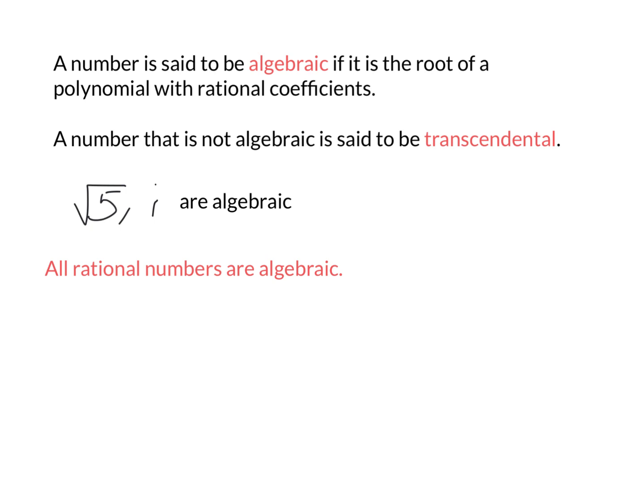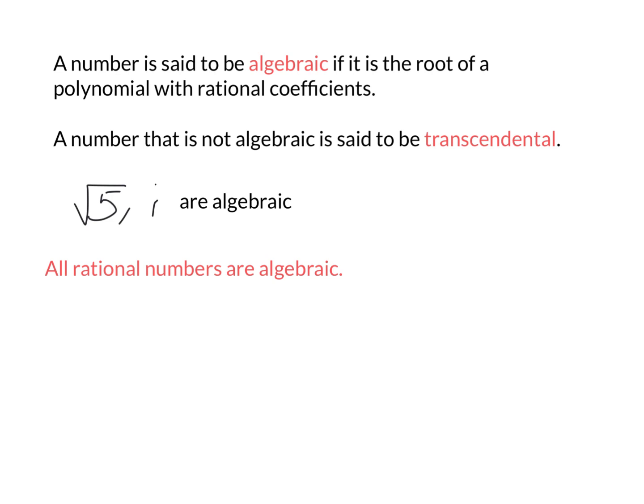So this brings us to the idea of an algebraic number. A number is said to be algebraic if it is the root of a polynomial with rational coefficients. So in the previous slide, the polynomial we saw had integer coefficients. All integers are rationals, so it had rational coefficients. A number that is not algebraic is said to be transcendental.